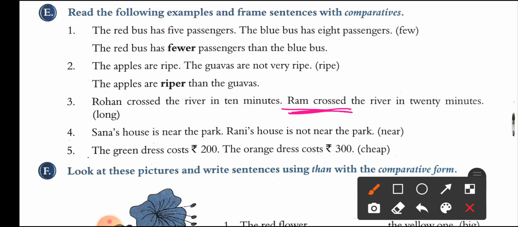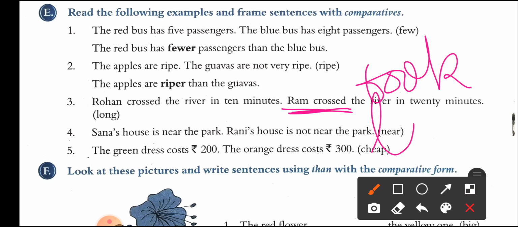What you will do, Ram took, T-O-O-K, took longer, L-O-N-G-E-R. Ram took longer than Rohan to cross the river. That is the answer. Please take once again, I am speaking. Ram took longer than Rohan to cross the river, right? Because long is given to us here.